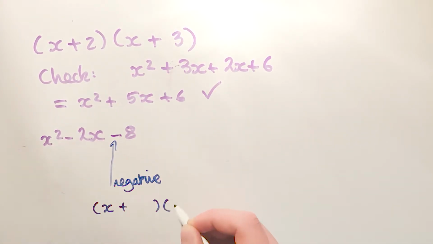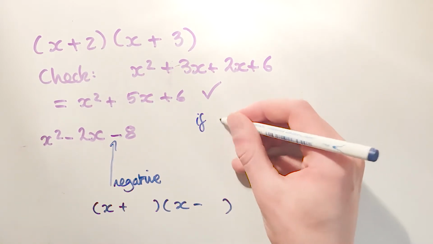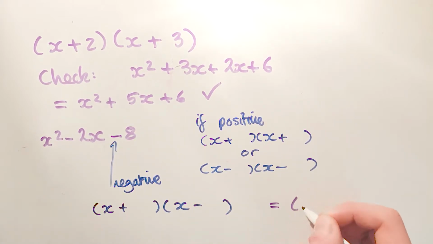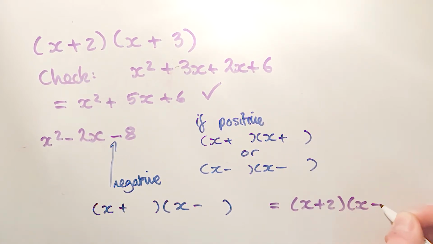A negative coefficient for c is going to result in one bracket having a negative number and one having a positive number, as a negative multiplied by a positive is also a negative. If c is positive, it must be either two positives or two negatives in the brackets.